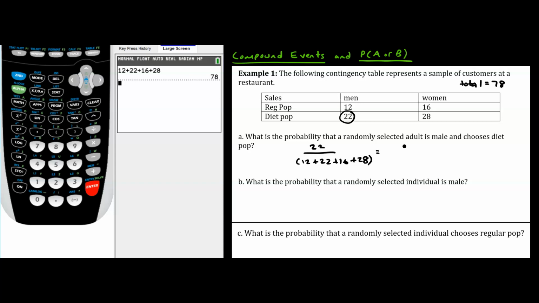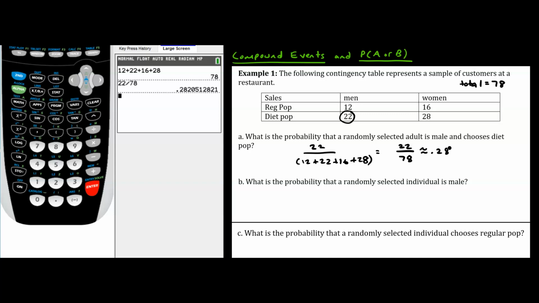So the answer to part A is going to be 22 divided by 78, because there were 22 people that satisfied the characteristics of being male and choosing diet pop out of the 78 people total. If we want to compute the decimal or the percentage, we can actually divide this out. 22 divided by 78 is equal to approximately 28%. So 0.28.